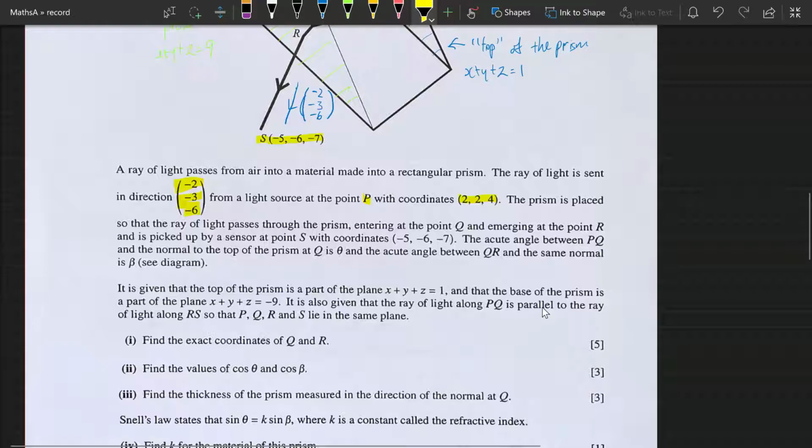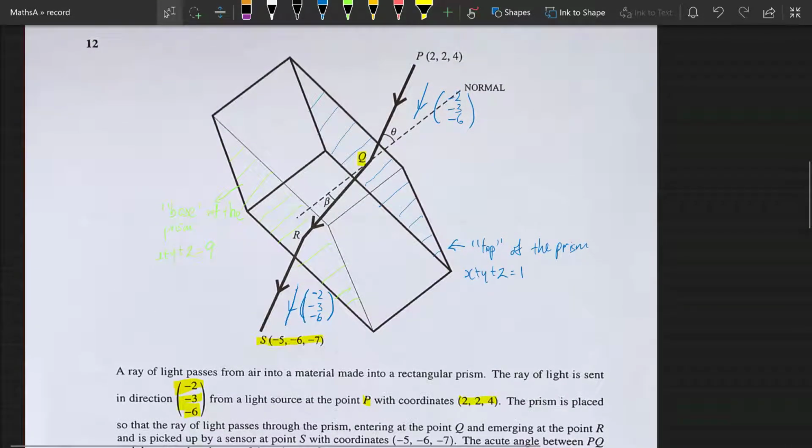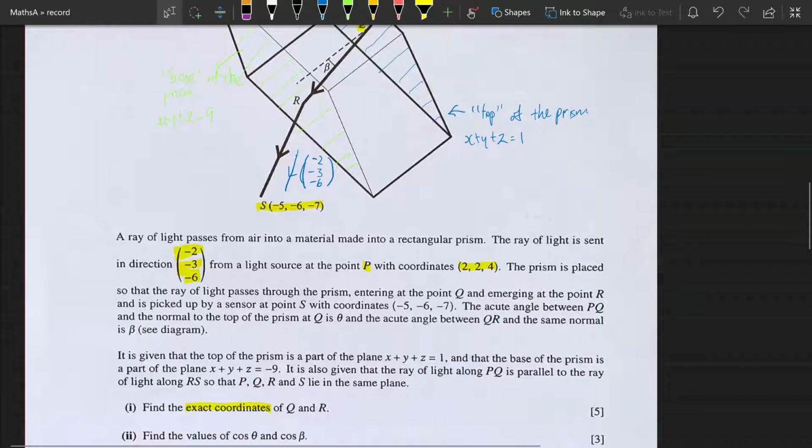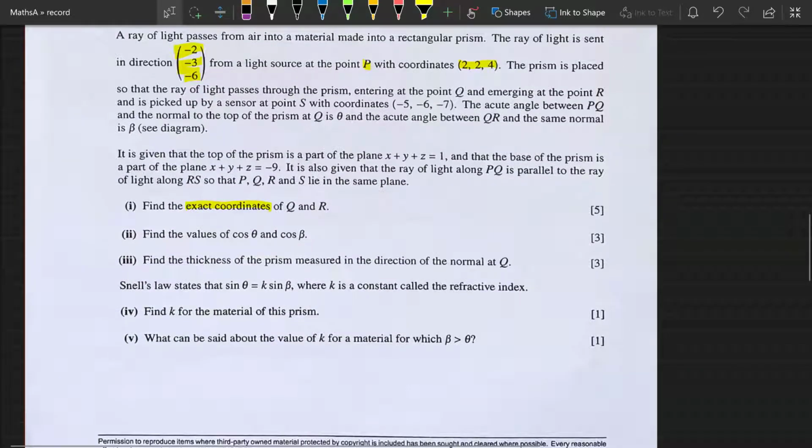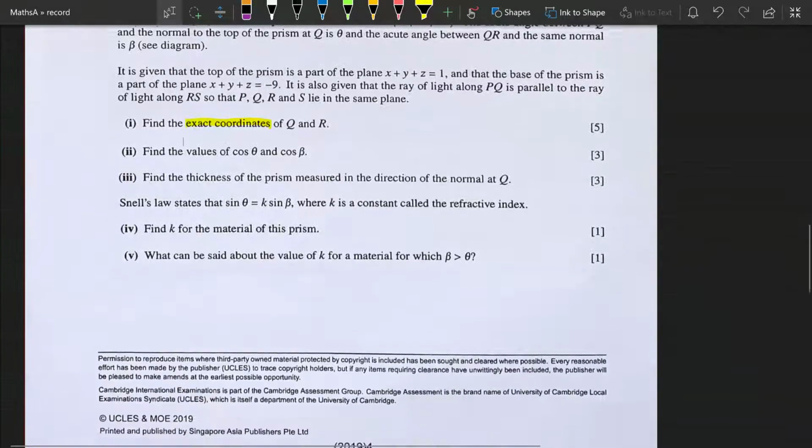So now they want the exact coordinates of Q and R. So you might say, wow, how do I even begin? But just think about it calmly for a while. You know this point P, and you have this direction vector -2, -3, -6. That means we can find the vector equation. So how am I going to do this? I'm just going to write down the equation of the line. Okay, vector equation. So equation of line passing through.